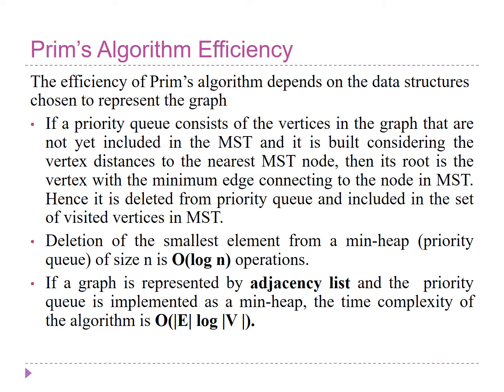If the graph is represented by an adjacency list and the priority queue is implemented as the min heap, the time complexity of Prim's algorithm, considering |E| is the number of edges in the graph and |V| as the number of vertices in the graph, is represented as big O of |E| log |V|.